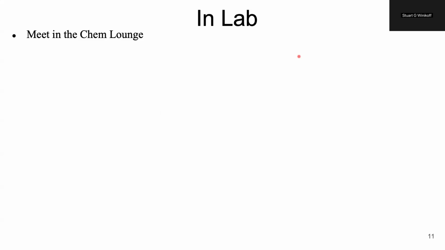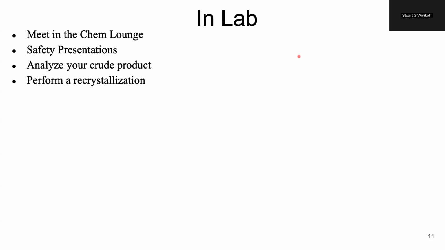Once we actually get to lab, as usual, we're going to meet in the chem lounge. We're also going to have our first round of safety presentations. So if you're up first, just a reminder to make sure you're working on that. Then the first thing you're going to do is analyze your crude product. This step often gets skipped. You're going to want to know exactly how much mass you have to start from. This will help you calculate both your yields and your crude recoveries.